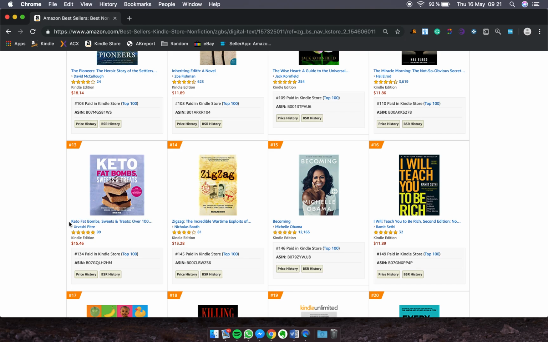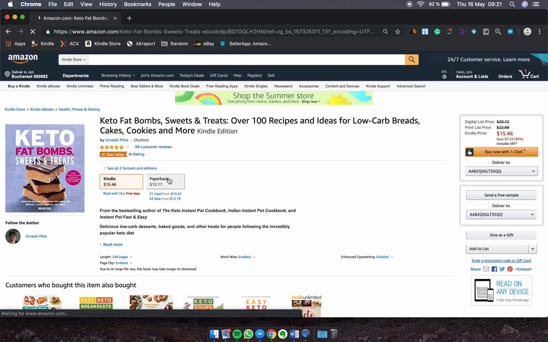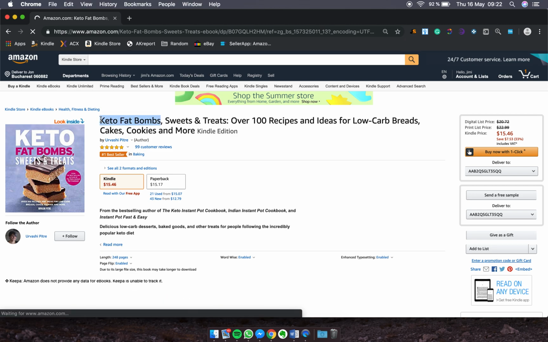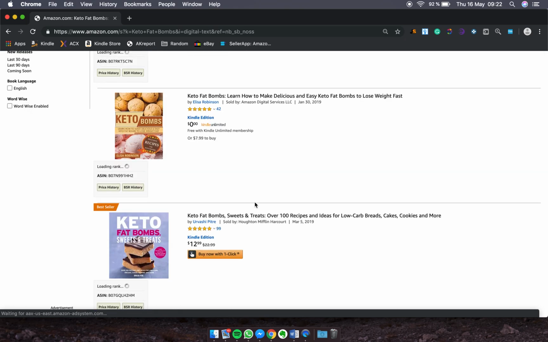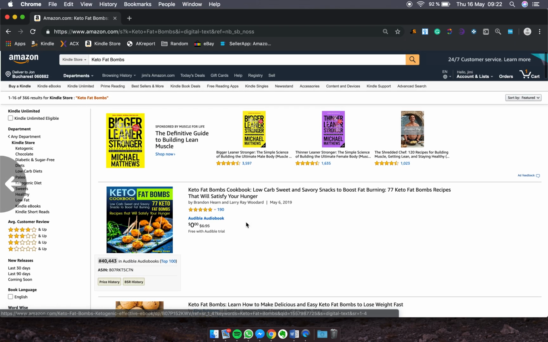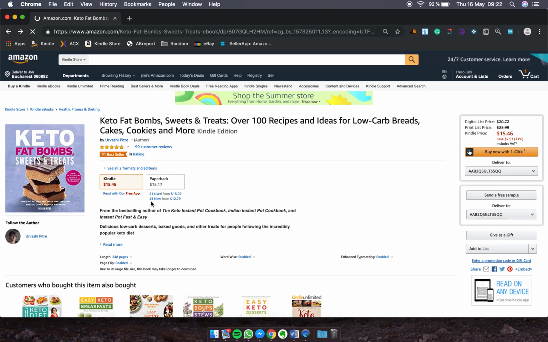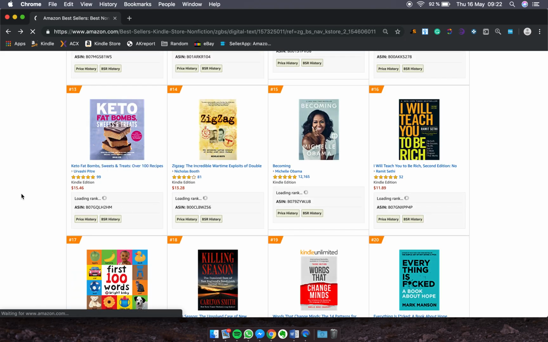For example, I know for sure that keto fat bombs is a keyword that people use to create books. So if we're going to take this keyword, keto fat bombs, and type it in the Kindle Store tab and search for it, we're going to see other people that have created books on this keyword. So quite easy to start just from the Kindle Store bestseller area to find keywords that are good, that are popular, and where you can create a business. That's the first part of what we are going to look at right now.